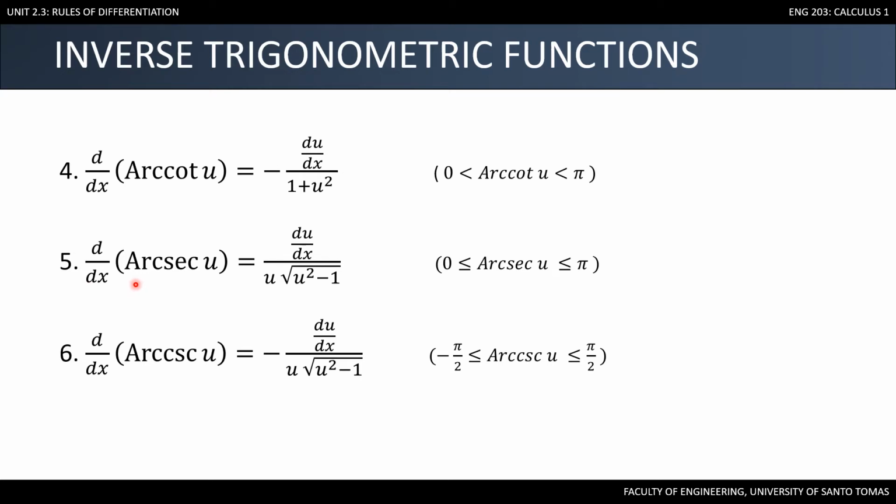d over dx of arc secant u is equal to du over dx all over u square root of u squared minus 1, where arc secant u is greater than or equal to 0, but less than or equal to pi. And lastly, d over dx of arc cosecant u is equal to negative du over dx over u square root of u squared minus 1, where arc cosecant u is greater than or equal to negative pi over 2, but less than or equal to pi over 2.